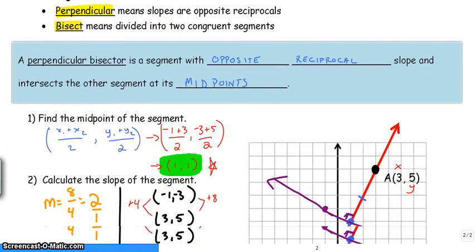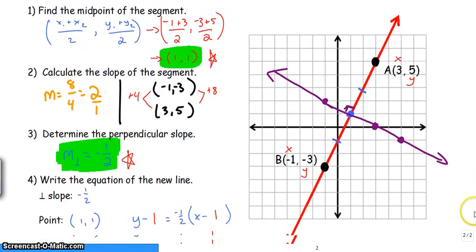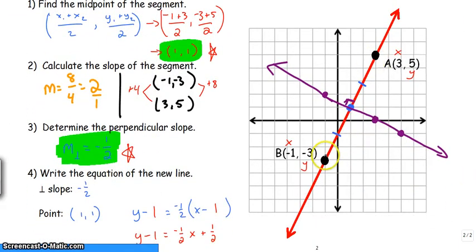Perpendicular bisector, first find the midpoint of your current segment. Second, the slope of your current segment. Third, identify the perpendicular slope. Fourth is write your equation. You can always graph from your midpoint and your perpendicular slope.